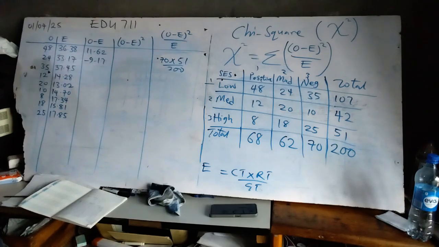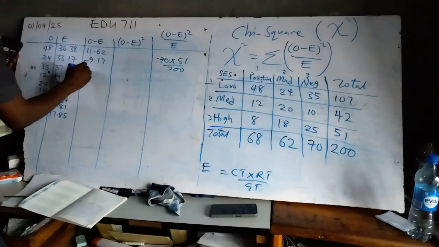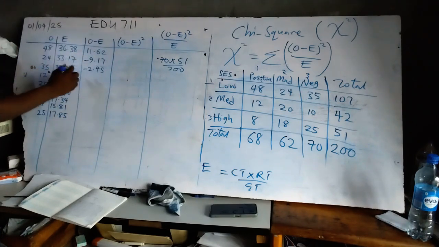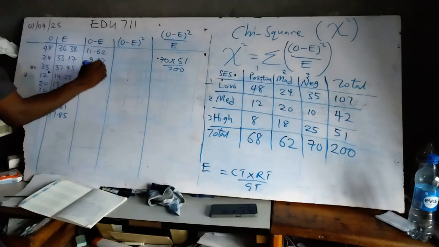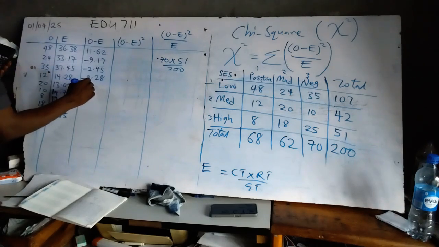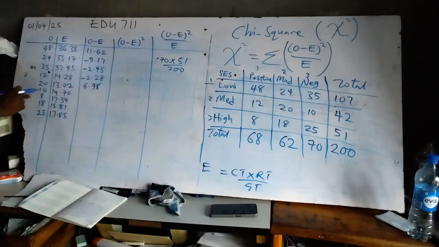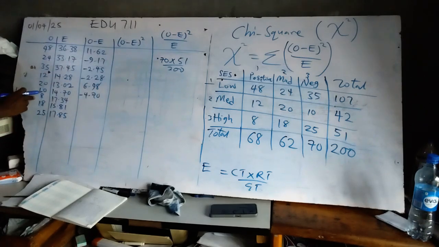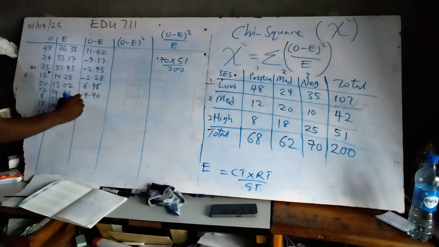35 minus 37.45, minus 2.45. 12 minus 14.28, minus 2.28. 20 minus 13.02, that's 6.98. 10 minus 14.70, that's minus 4.70. 8 minus 17.34, that's minus 9.34.